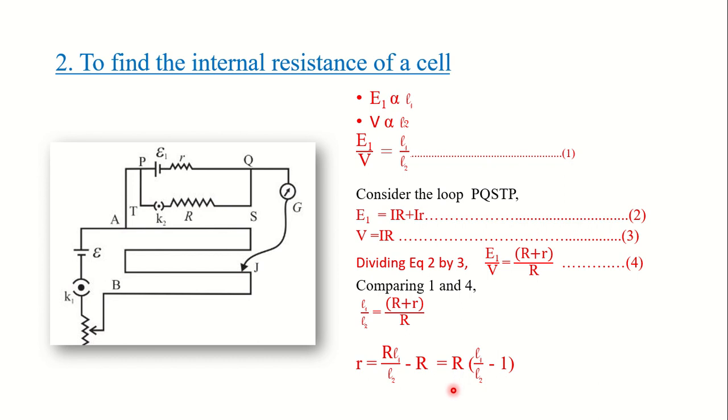For example, take the resistance 5 ohm, 10 ohm, 15 ohm, 20 ohm, 25 ohm, like that from the resistance box, and repeat the experiment so that you will calculate the internal resistance for all different resistances in the resistance box. So you will calculate the final internal resistance as the mean value of all the resistances that you have taken from the resistance box. So that is how you will be able to find out the internal resistance of the cell using potentiometer.